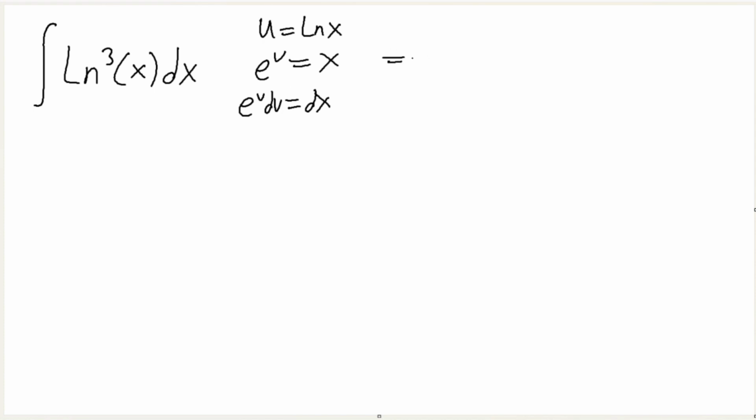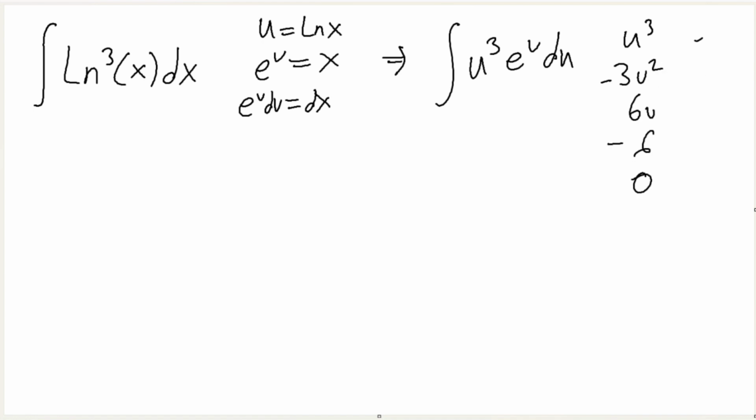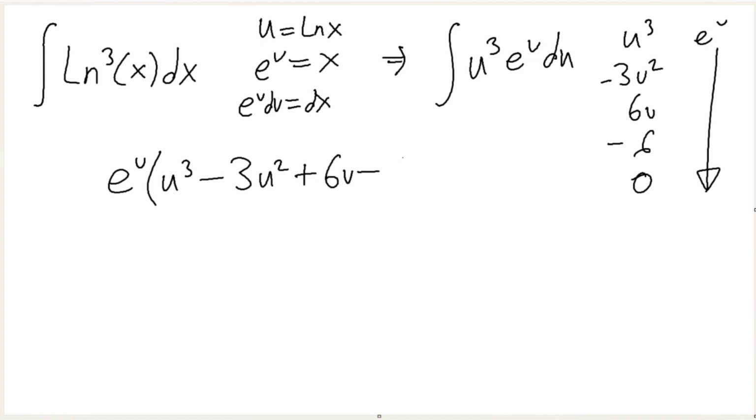So now we have u cubed e to the u du. This is a lot nicer, right? Now this integration by parts, you can just dive straight into 3u squared, 6u, 6. E to the u is the same thing, right? So this whole integral is just e to the u times u cubed, and then you just alternate with the signs, and you just keep on deriving until you reach 0. Because that's just how polynomials work with exponents.